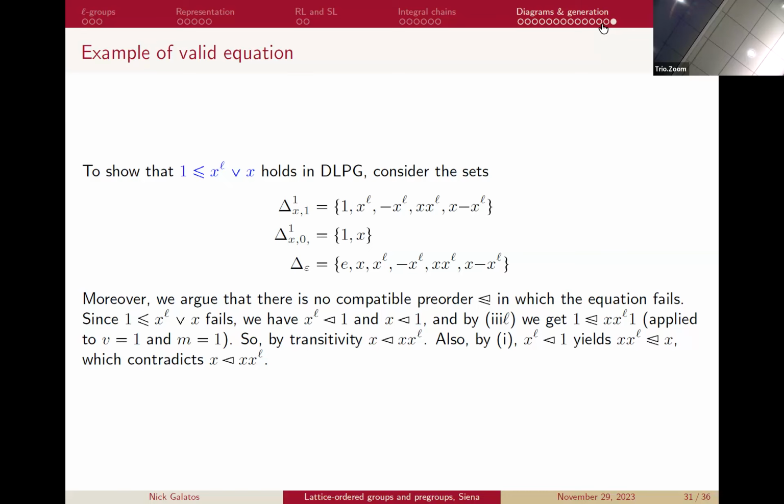You look at all the subvarieties of DLpG. Inside it, you have the subvarieties of L-groups. If you start putting the DLpG one, it is L-groups, which has been studied, you know, the lattice of subvarieties.